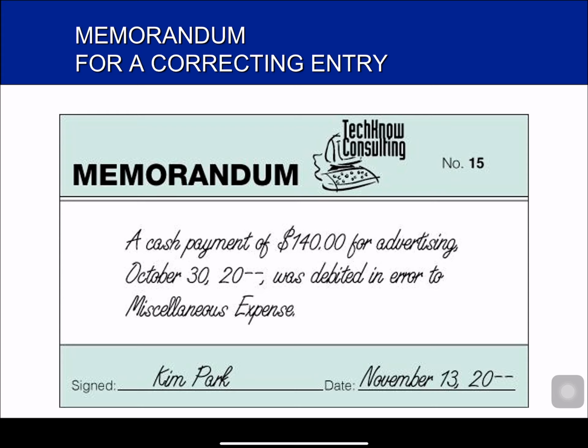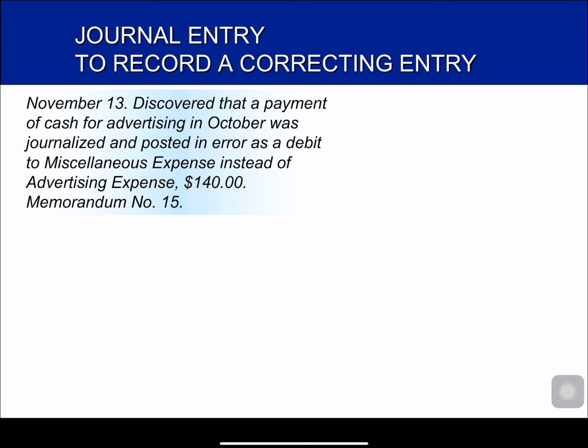So initially, when we did our advertising or our miscellaneous expense, we debited our miscellaneous. So to take it out of there, we just have to credit it. So your transaction will look like this. November 13th, discovered that a payment of cash for advertising in October was journalized and posted in error as a debit to miscellaneous expense instead of advertising, $140.